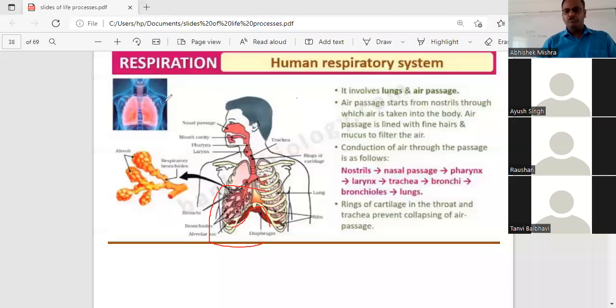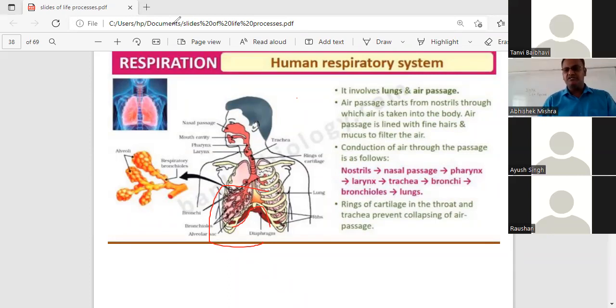Okay. So this time I want each and every student to answer my question. Please explain the mechanism of inhalation one by one. Okay, Tanvi raised her hand very quickly. Okay, Tanvi, unmute yourself.